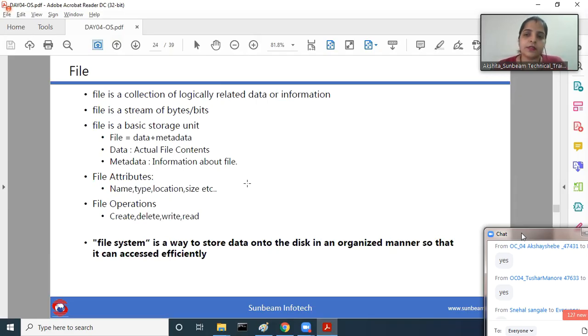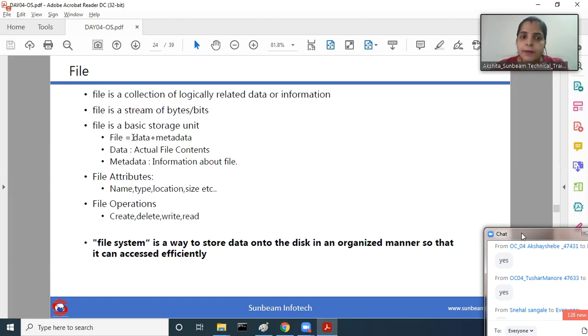All right. So let us come to the next point, which is called a file. When we talk about a file, it is a collection of logically related data or information. It is a stream of bytes or bits and bytes. You can take any file, maybe text files, document files, image files, video files, anything. Why do we have files? Because we have to keep some basic storage unit for the data.